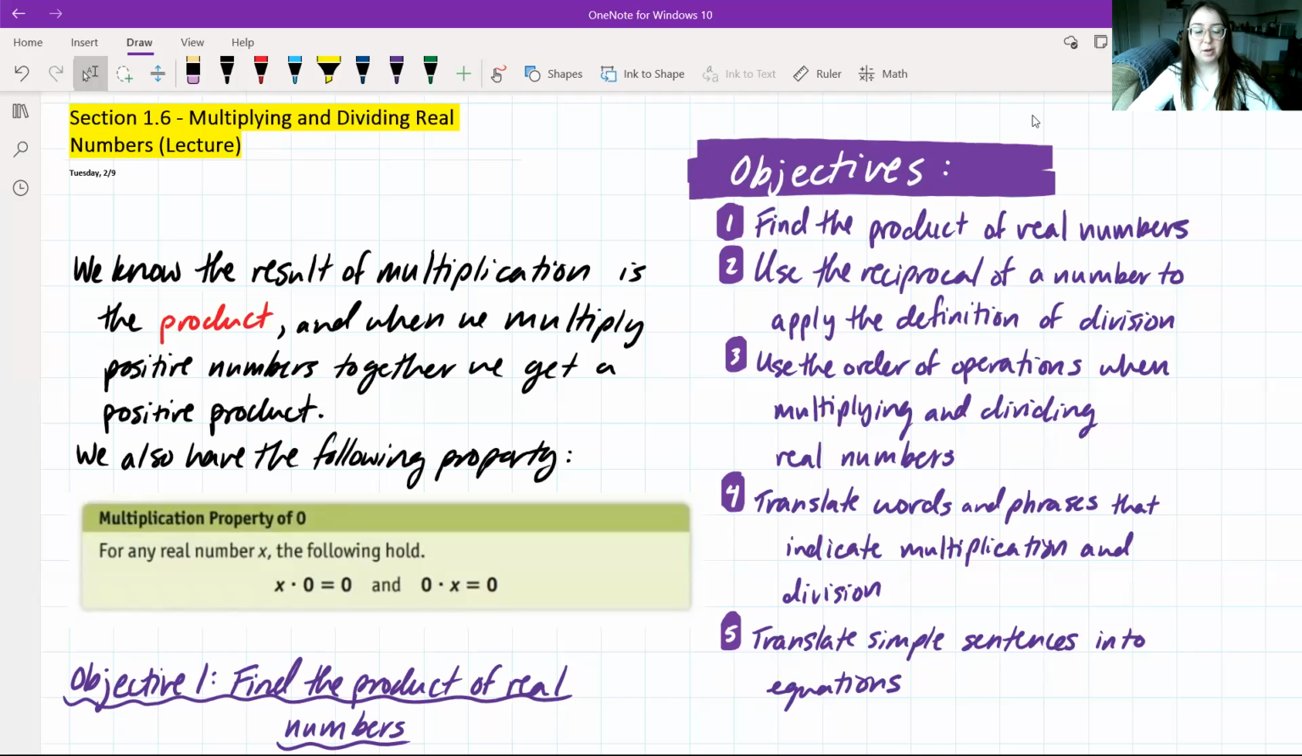All right, hello everyone. Now we're going to be going over section 1.6, which is multiplying and dividing real numbers. So for this section, we have five objectives.